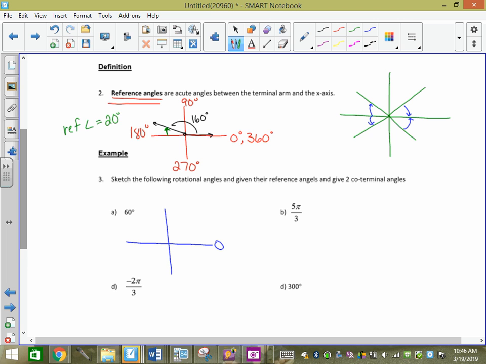So you go 0 degrees, 90, 180, 270, 360. So I'm going to draw 60. 60 is 30 less than 90, so it'll be like here. And 60.